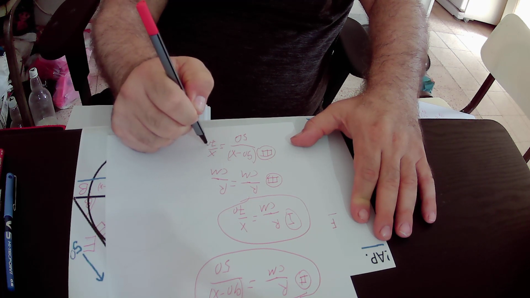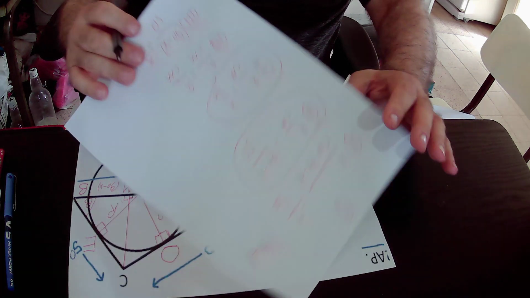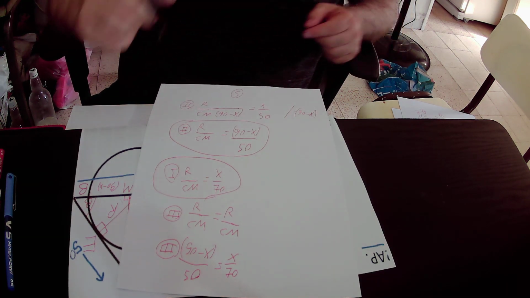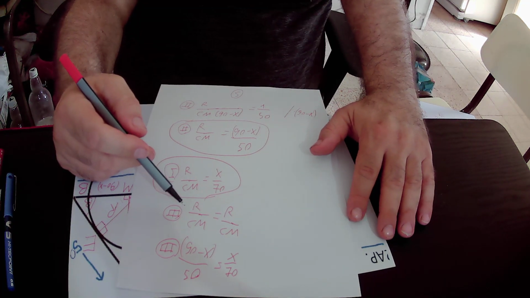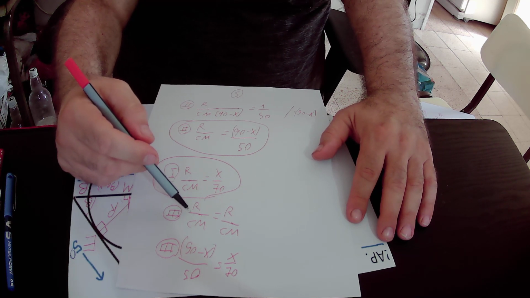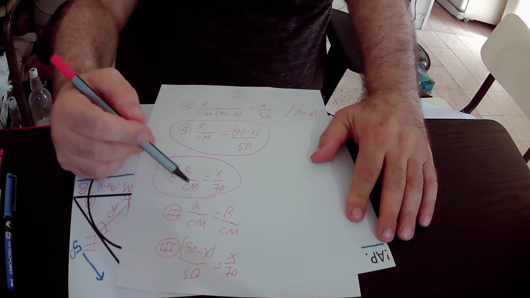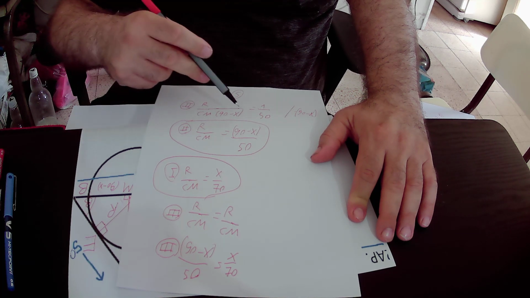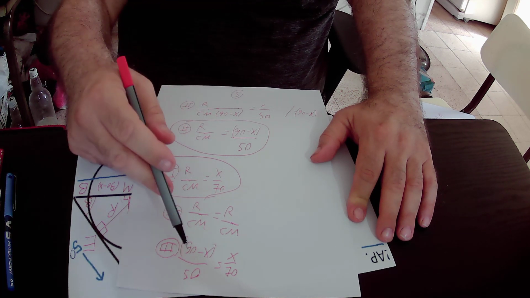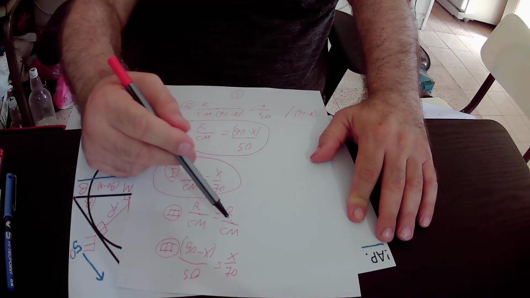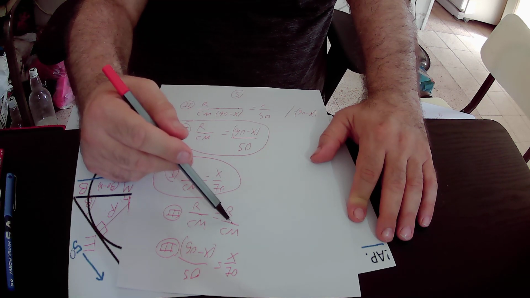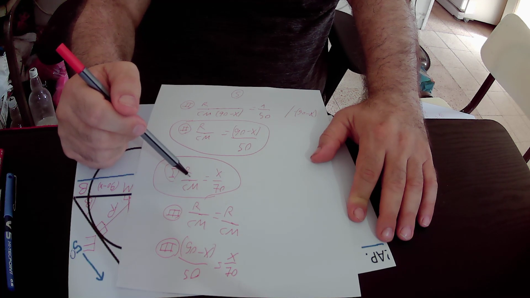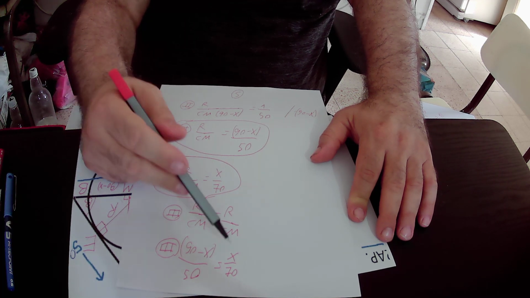Okay, so I repeat again, we substituted the expression R over CM by the value of R over CM in the second equation, that is to say 90 minus 6 over 50, and we substituted the expression R over CM by the value of R over CM in the first equation, that is to say x over 70.